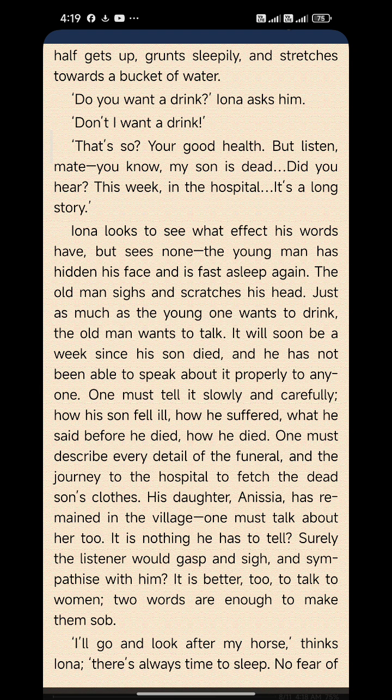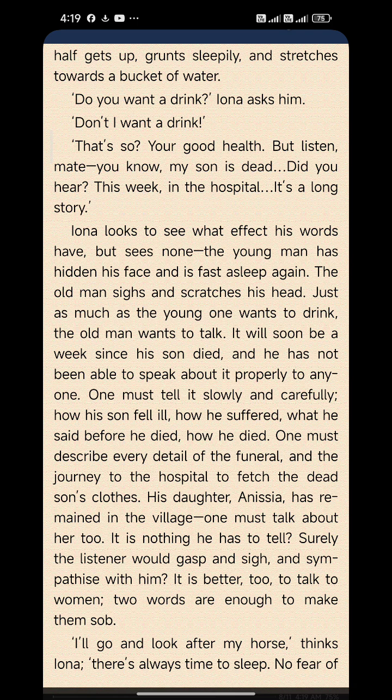It's a long story." Lona looks to see what effect his words have, but sees none. The young man has hidden his face and is fast asleep again. The old man sighs and scratches his head. Just as much as the young one wants to drink, the old man wants to talk. It will soon be a week since his son died, and he has not been able to speak about it properly to anyone.